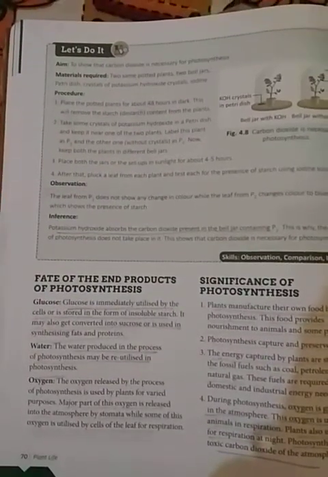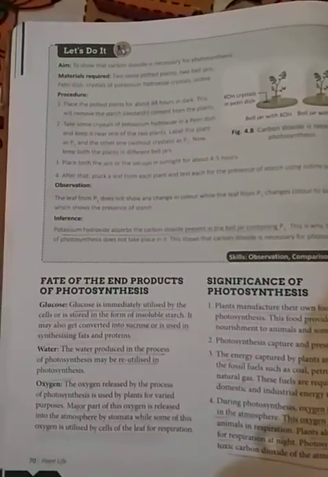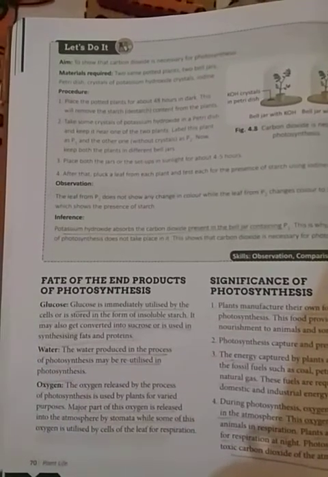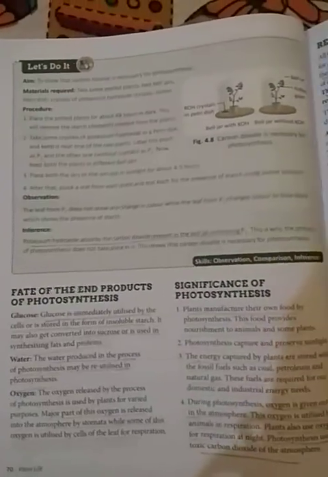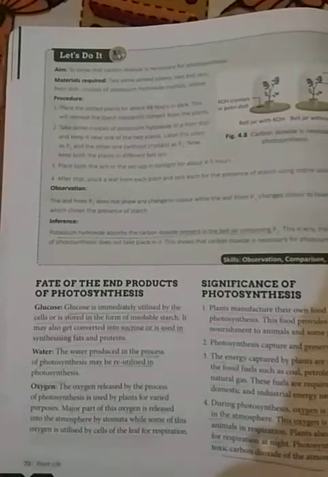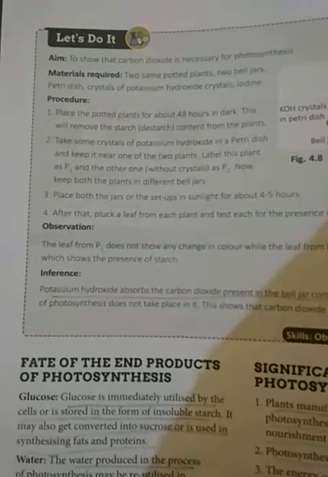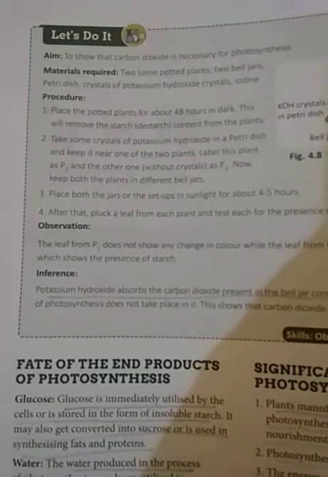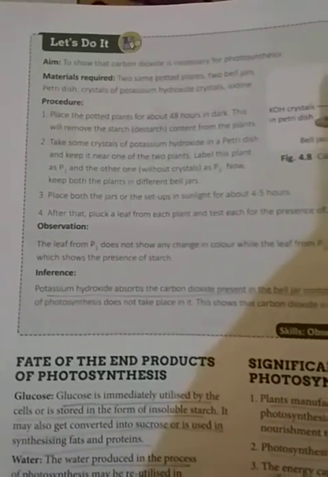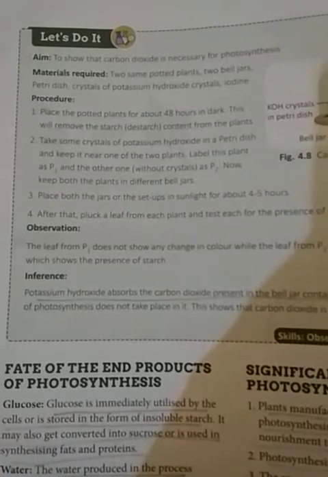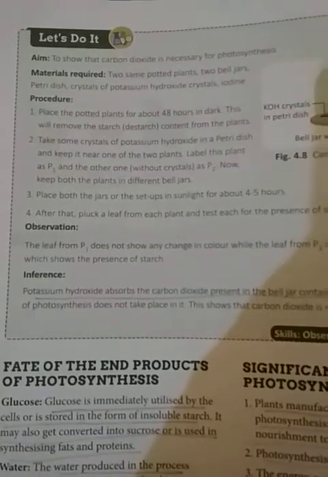Hello students, today we are going to study class 7 biology. Please come to page number 70 of the textbook. We are dealing with the chapter Photosynthesis. Today we are going to start with an activity that shows how carbon dioxide is necessary for photosynthesis. So what you are supposed to do is take two potted plants, okay?